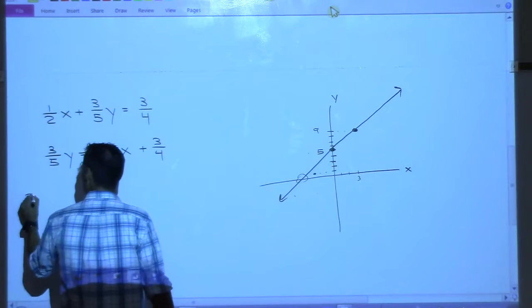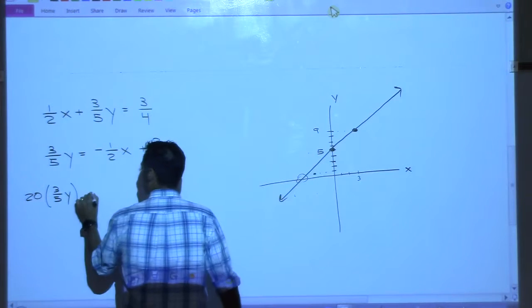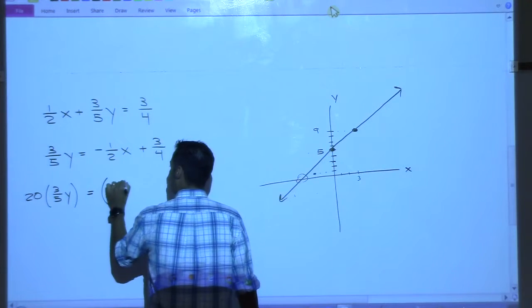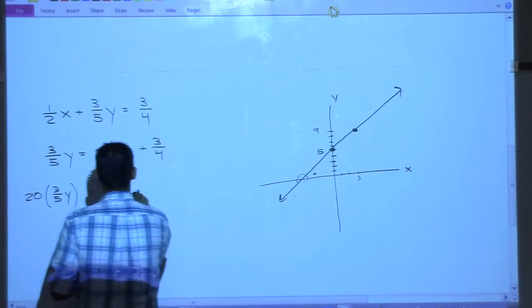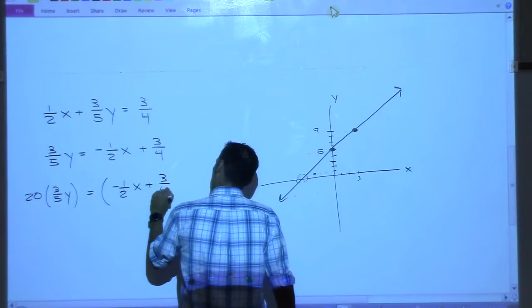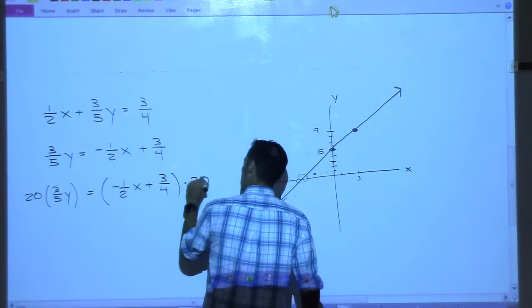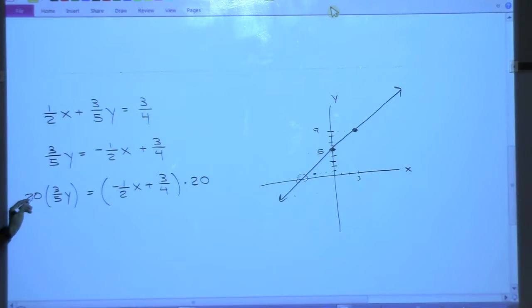So we'll multiply this side by 20. I don't need those parentheses, but I'll put them there. And then this side, we're going to multiply by 20. Okay, so this should help us clear some of these fractions out. When I multiply here, that 5 goes into the 20 4 times, and then that 4 hits the 3 and becomes 12. So we should get 12y here.